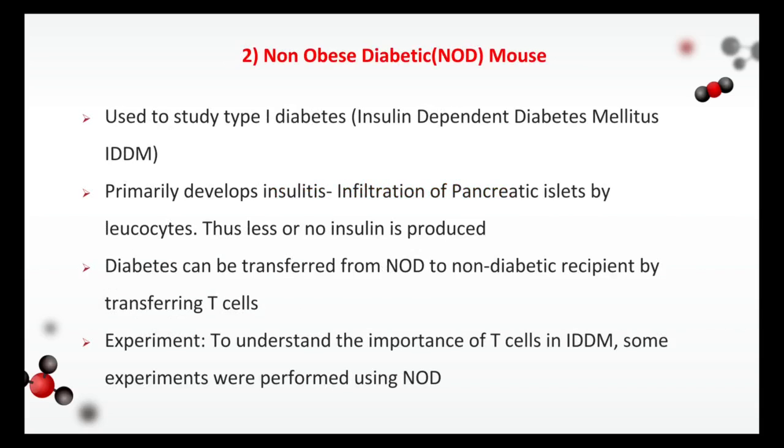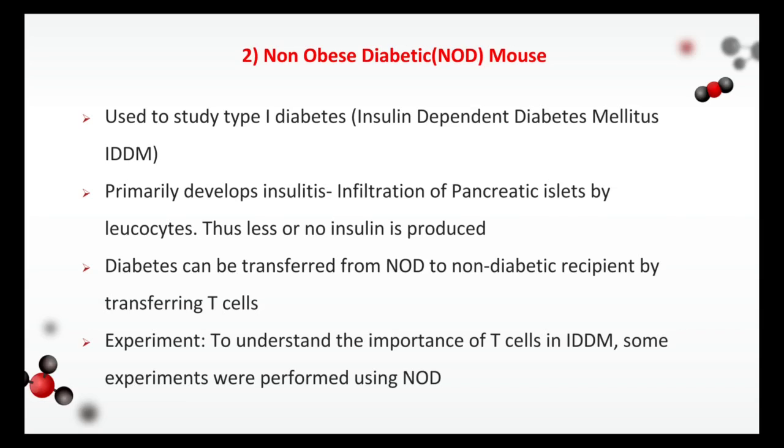The next spontaneous animal model is the NOD mouse, non-obese diabetic mouse. Type 1 diabetes is also called insulin-dependent diabetes mellitus. So this non-obese diabetic mouse spontaneously develops a form of diabetes. This form of diabetes is very similar to type 1 diabetes of humans. Just like human type 1 diabetes, NOD mouse first develops insulitis. So what is insulitis? Infiltration of leukocytes into the pancreas. Infiltration of all the WBCs inside the pancreas.